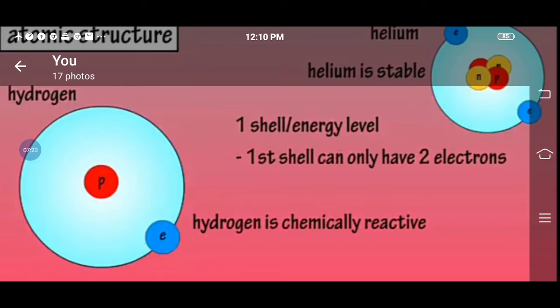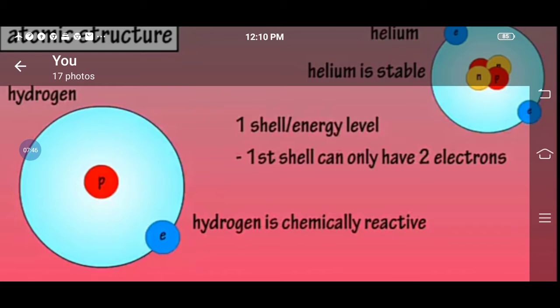At the center there is a presence of protons and neutrons, but in hydrogen there is no existence of neutrons. The number of protons is equal to 1 and the number of electrons is equal to 1, and there are no neutrons in the case of hydrogen.